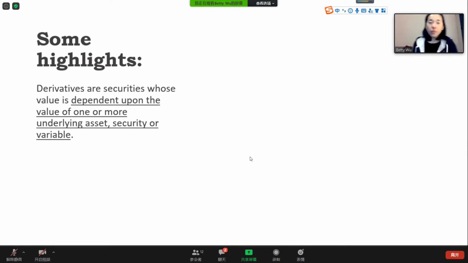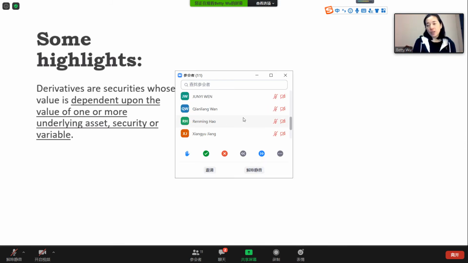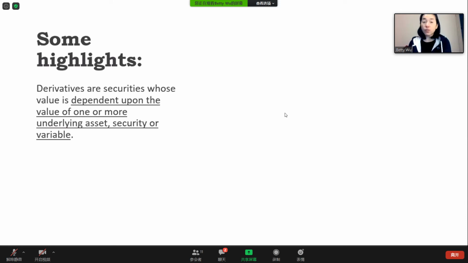Again, before getting to the topic, we need to know the definition. What's the definition of derivatives? Basically, they are financial instruments. They are securities whose value is dependent upon the value of something else. So in itself, it doesn't have a value. Its value is attached or derived from something else. That's why we call it derivatives. One or more underlying asset, security or variable.